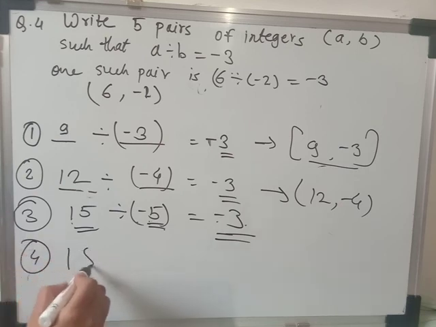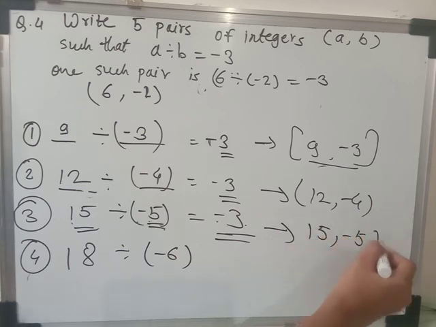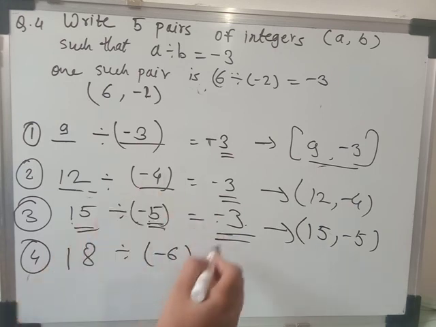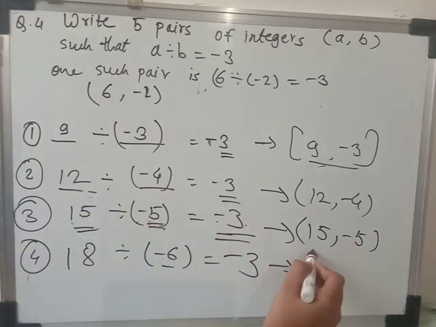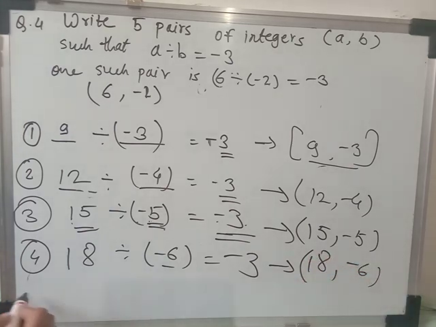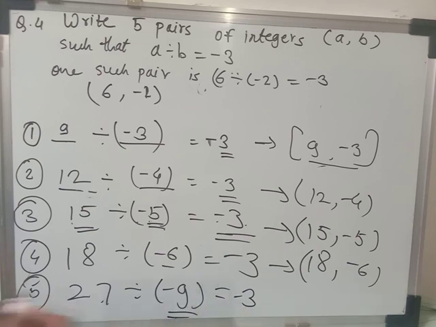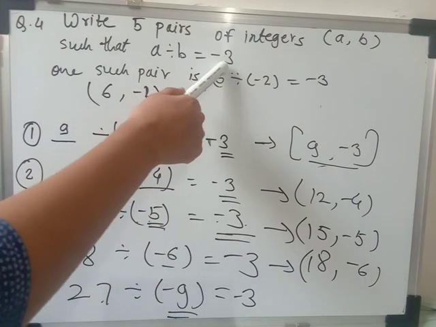Fourth one, I'll take 18 divided by -6. Here 6 3s are 18, so here 3, and one integer is negative, so we have to give the sign of that. So another pair of integers whose quotient is -3 is 18 and -6. The last pair we can take, 27 divided by 9, so 9 3s are 27. Put the negative sign, because one integer is negative. When we divide one negative and one positive integer, our quotient is always negative. So here we have made 5 such pairs whose quotient is -3.